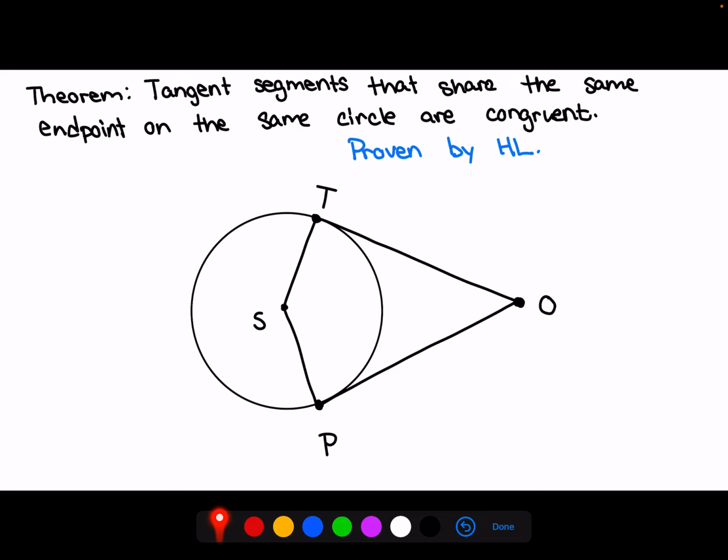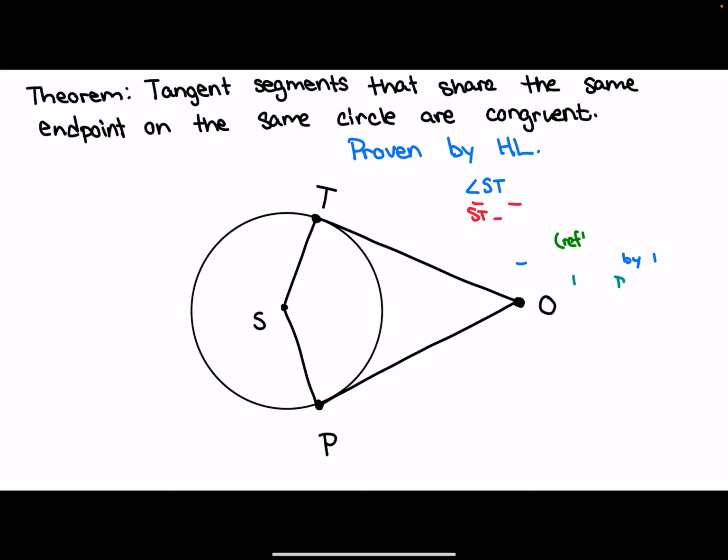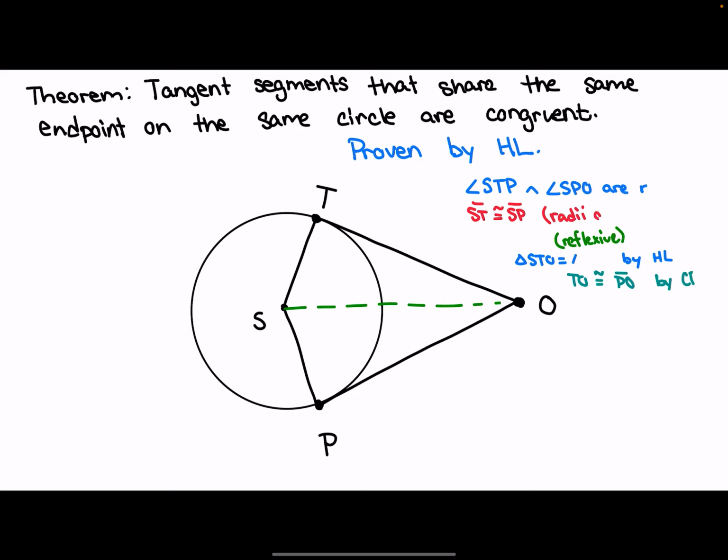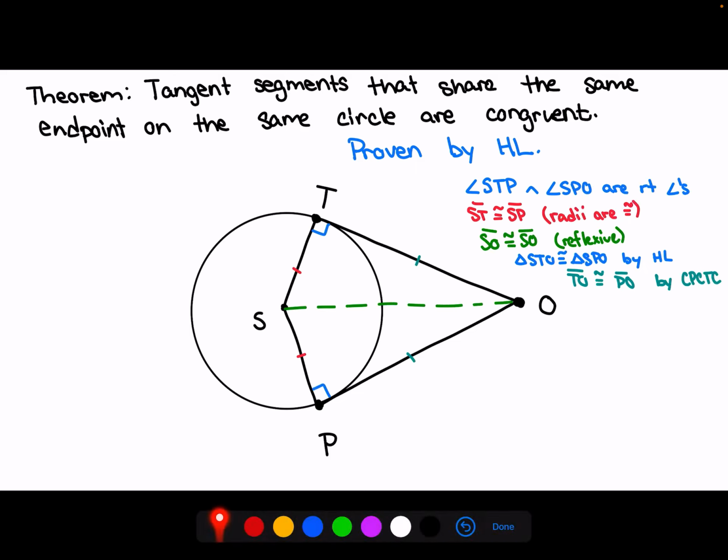So in order to prove this, well, we know that these two angles, angle STO and angle SPO, are right angles. Because again, these are tangent lines, and the tangent line is perpendicular to the radius at the point of tangency, so at point P. So both of these angles would be 90 degrees as a result. And since they're both 90-degree angles, they're both congruent, because all right angles are congruent.